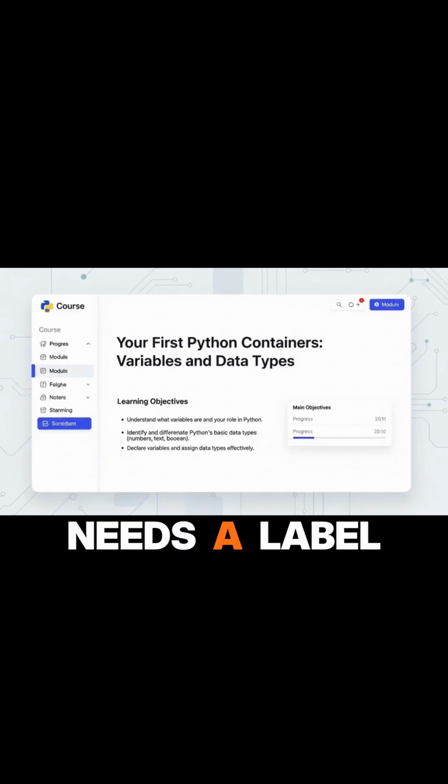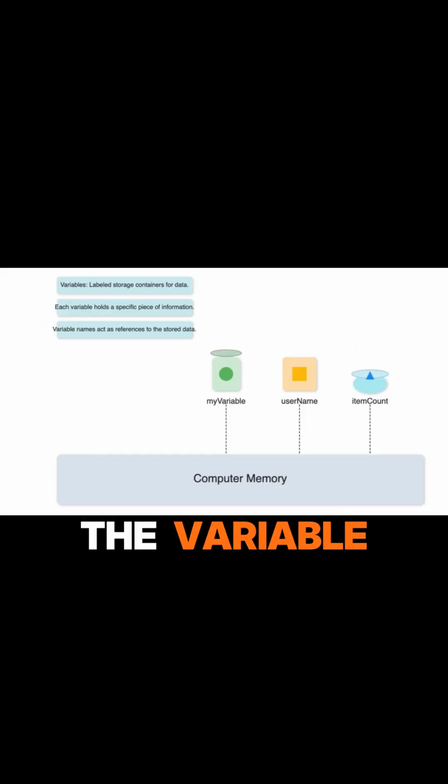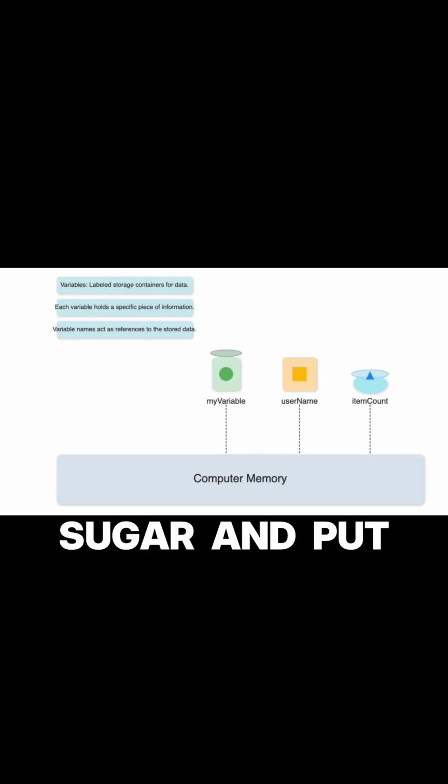Each container needs a label so you know what's inside, right? That label is the variable name. It allows you to reference and manipulate the data stored within it. For example, you might label a jar sugar and put sugar in it. In Python, you might have a variable named username storing Alice.